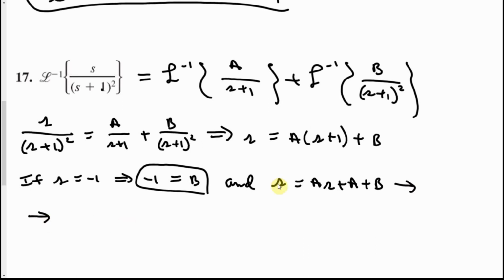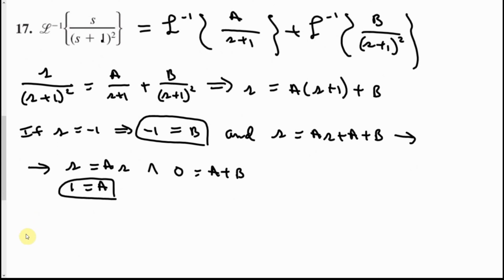Now, equating corresponding parts, and this is from this statement here, you get s is equal to As, and 0 is equal to A plus B. Well, if s is equal to As, then that just means that 1 is equal to A. And if 1 is equal to A, then -1 is equal to B, but you already got that. So all we needed was A.